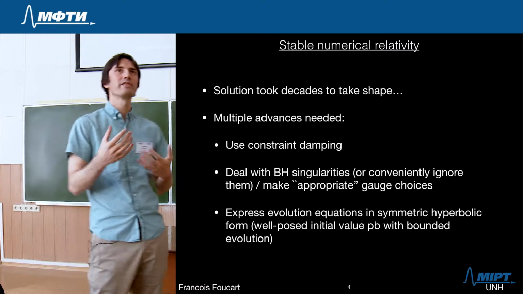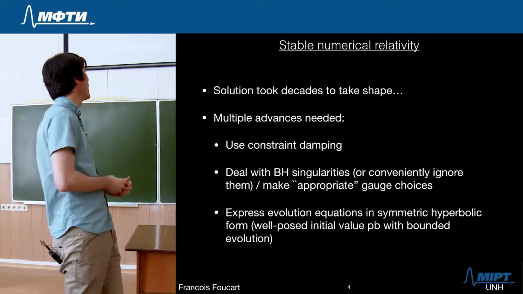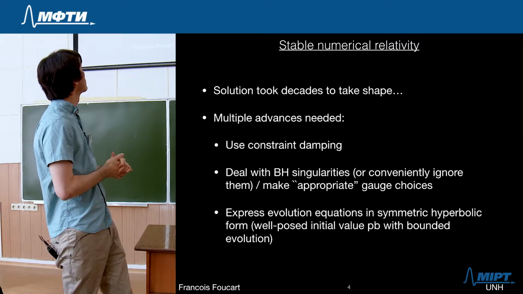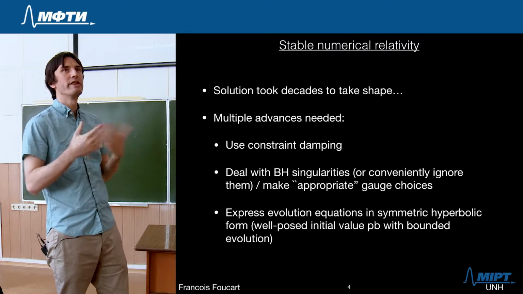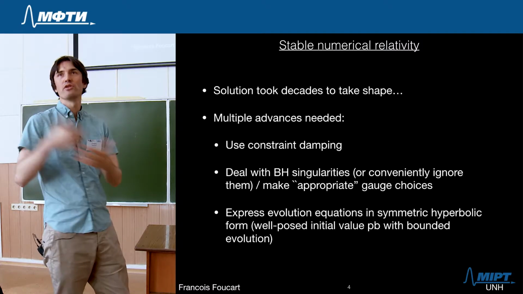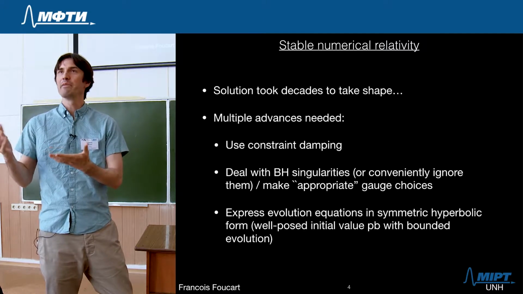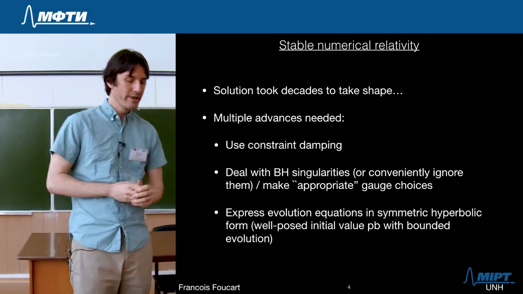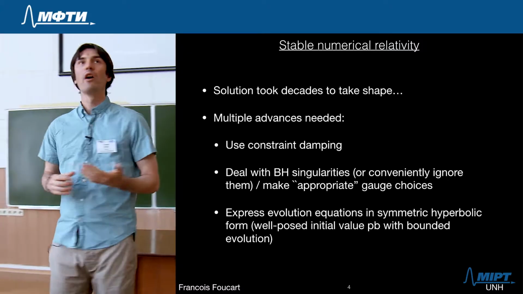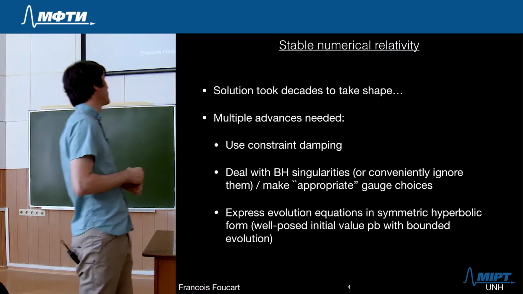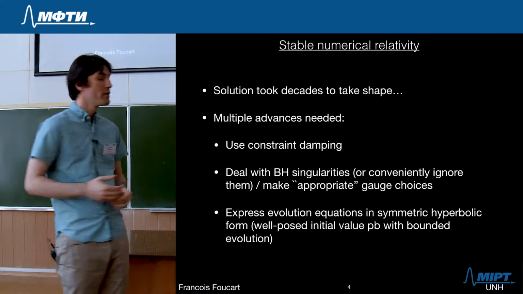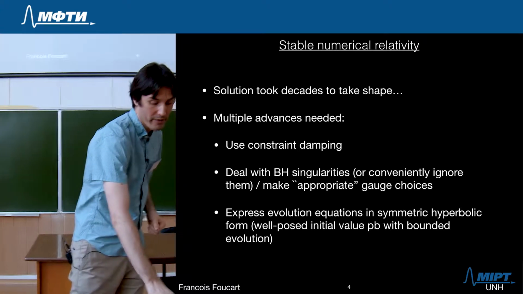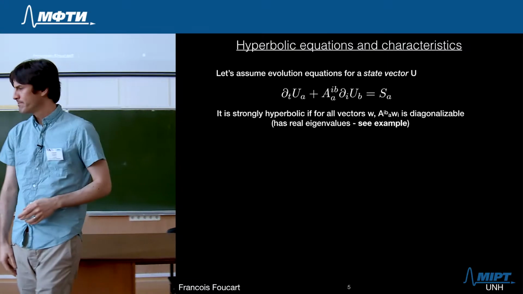But I want to choose a few select topics that are also occasionally useful in other fields of astronomy and physics, and that can be of particular interest. I'll talk a little bit about what constraint damping is and how it's used. It's used both in general relativity and actually in some cases in magnetohydrodynamics simulations. I'll talk a little bit about how codes avoid dealing with singularities, and I'll also show you how equations can be rewritten in a form that is particularly convenient for evolution equations. And in the case of Einstein's equations, we want them to be put in what is called symmetric hyperbolic form. So I'm going to start with that.